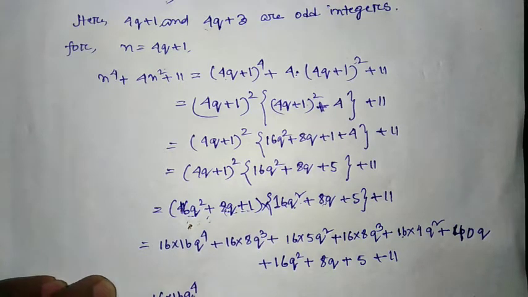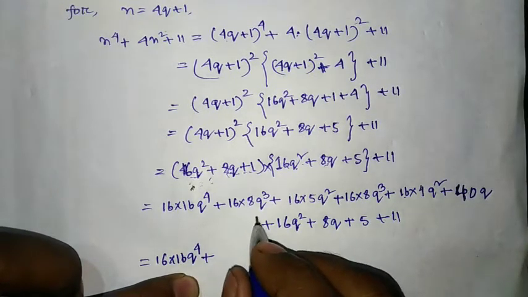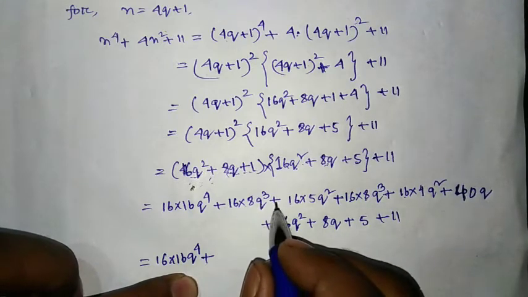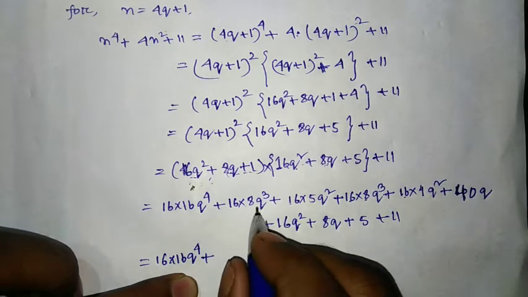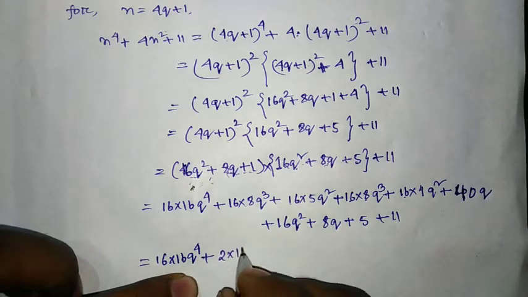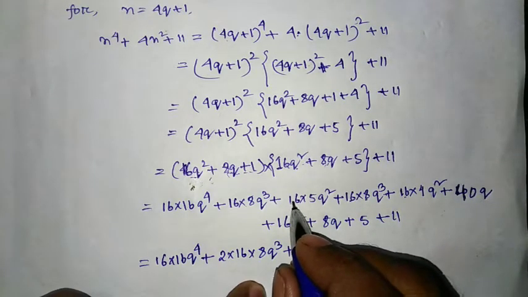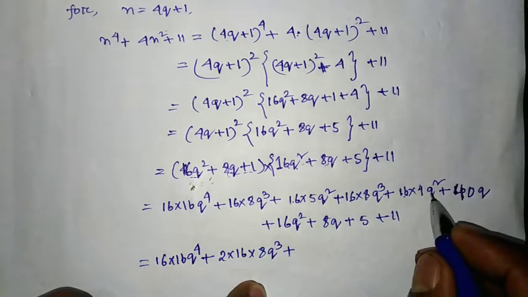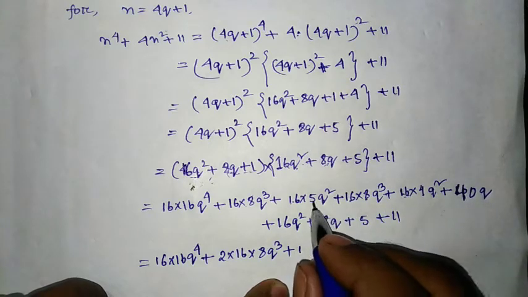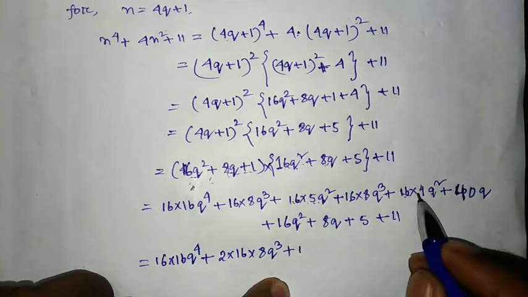Next, we have to multiply with 1. So 1 into 16q^2, plus 1 into 8q, plus 1 into 5, and then 11. Now see, we will add similar terms. So 16q^4 is only one term, 16 into 16q^4, plus q^3 terms, here 16 into 8q^3, again 16 into 8q^3.